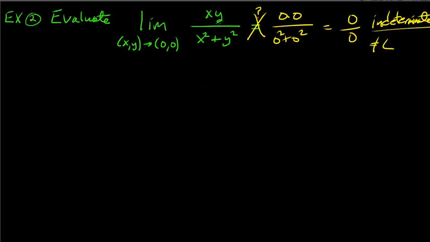So now what do we do? Well, in Calc 1, you would take your function and maybe simplify it. See if you can factor something. Can you cancel something? Unfortunately, in this case, no. This is about as simple as it gets. So let's study this function a little bit more carefully. This is x times y over x squared plus y squared. Okay, so here's the issue.